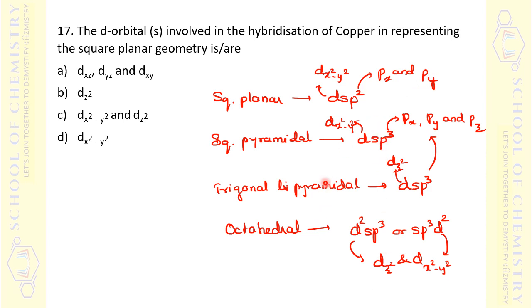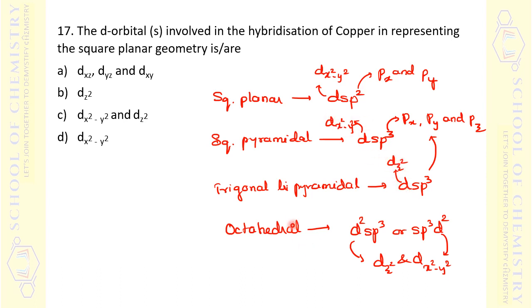Similarly, for some other common geometries I have given. Square pyramidal is dsp3 hybridization, trigonal bipyramidal is also dsp3 hybridization. The hybridization is the same for square pyramidal and trigonal bipyramidal pentacoordinated complexes, but the main difference is that in square pyramidal the major participating d orbital is dx square minus y square, and in trigonal bipyramidal the major orbital participating in hybridization is dz square, right?